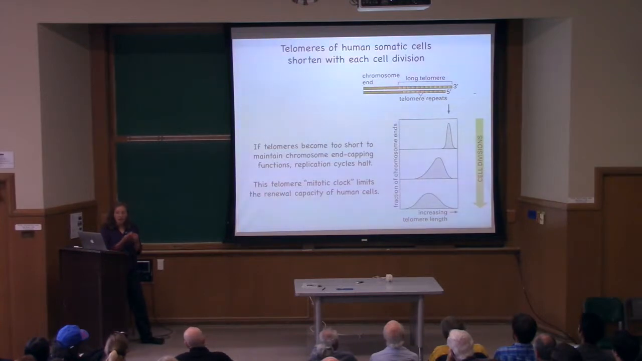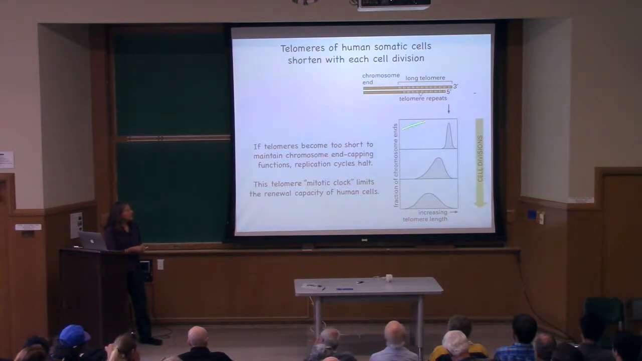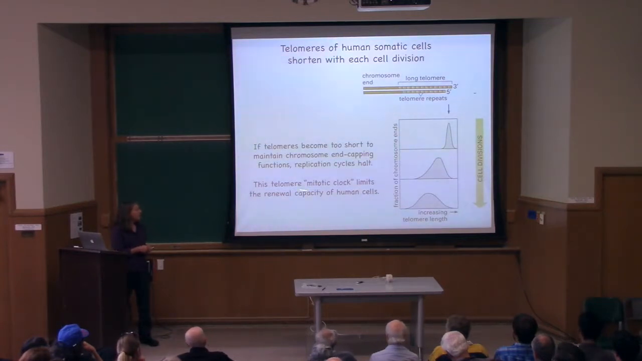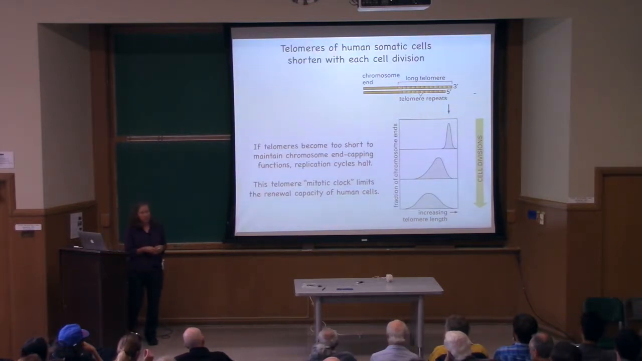They stop growing because they don't have enough of that end protective cap to keep the chromosome stable. And the cell says, no more cell division. You don't have enough telomere. So in fact, this came to be termed the telomere mitotic clock. Because up here, the length of telomere you start with, you can grow no matter almost what it is. But every time you duplicate and divide the cell, this countdown clicks off. There's a mitotic clock. Mitosis is the cell division that limits the renewal capacity of these human cells.